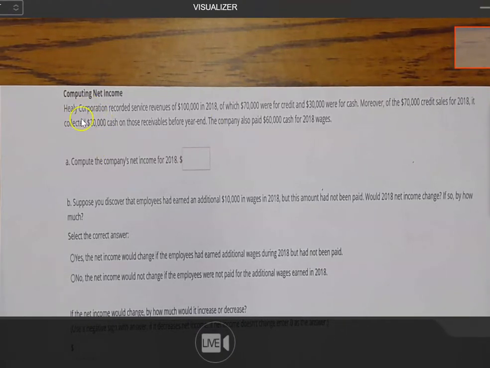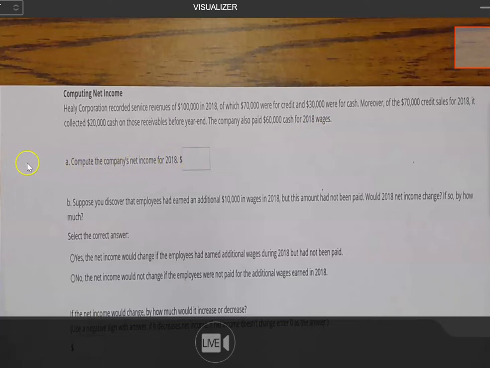Okay. So Healy Corporation recorded service revenues of $100,000 in 2018, of which $70,000 were on credit and $30,000 were received in cash. Moreover, of the $70,000 credit sales for 2018, it collected $20,000 cash on those receivables before year end. The company also paid $60,000 cash for 2018 wages. Compute the company's net income for 2018.